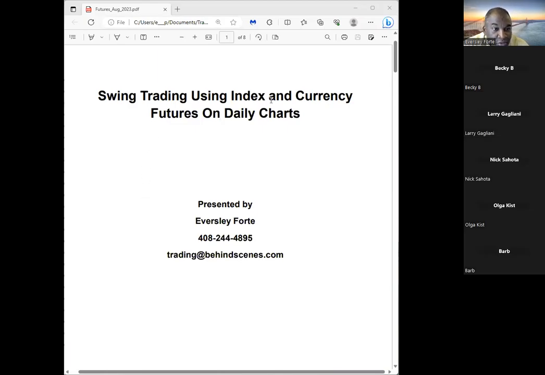Okay, so swing trading using index and currency futures on daily charts.